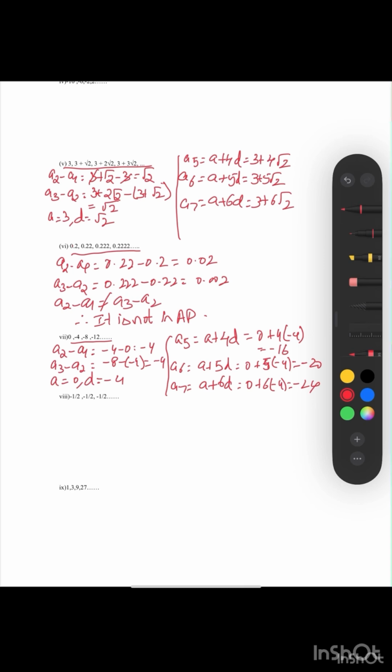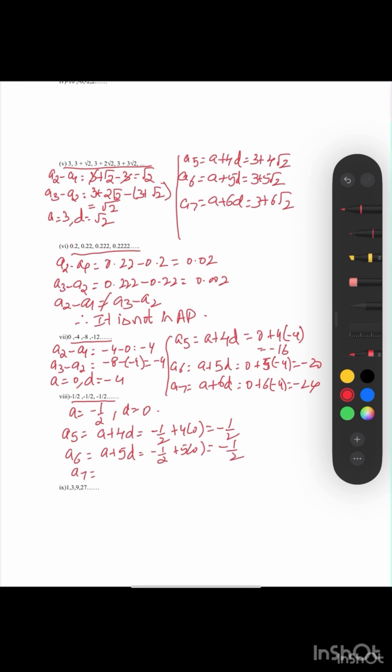The next series is minus 1 by 2, minus 1 by 2, minus 1 by 2 and so on. Very clearly, all the terms are equal. So in this case, a is minus 1 by 2, and d is equal to 0. The next term, a5, will also be minus 1 by 2. a5 is a plus 4d, minus 1 by 2 plus 4 into 0, which is minus 1 by 2 only. Similarly, a6 and a7 will also be minus 1 by 2. All the terms of this series are equal as the difference was 0.